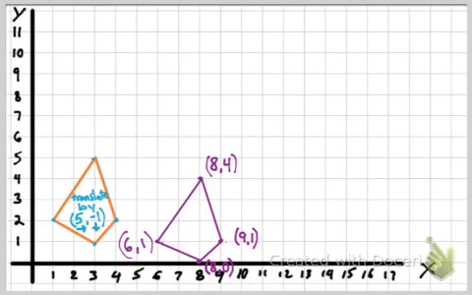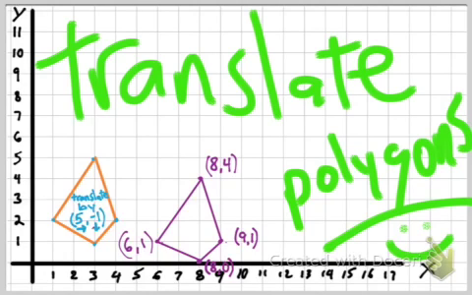So that's pretty much it. When you're translating polygons, basically the biggest factor is just looking at that coordinate set that you're translating it by.